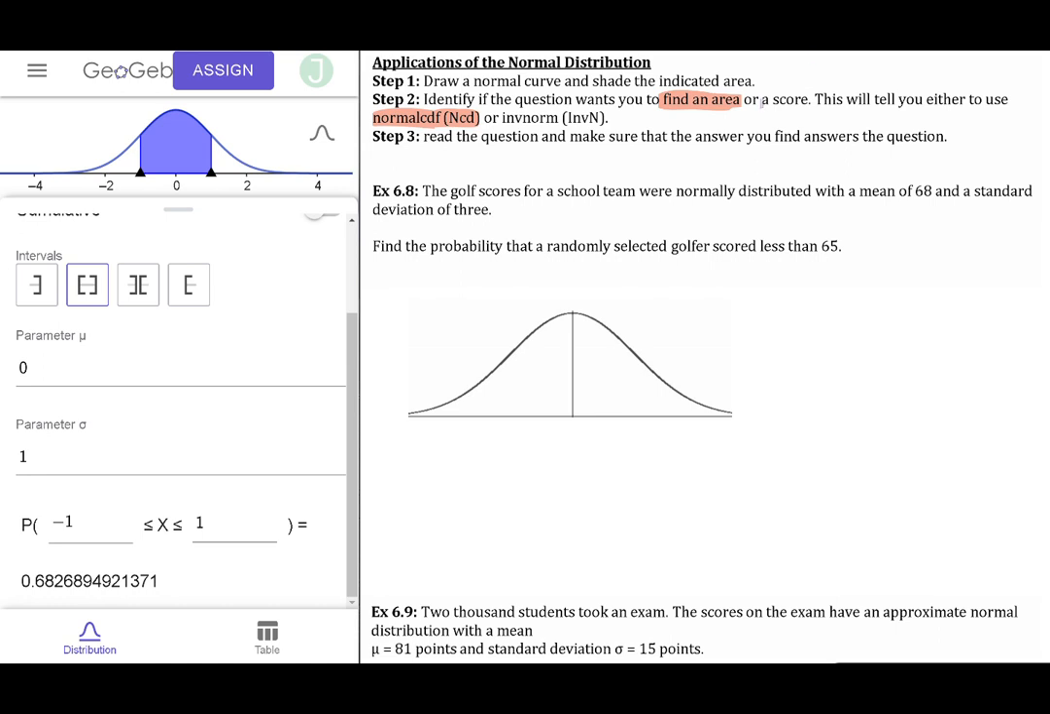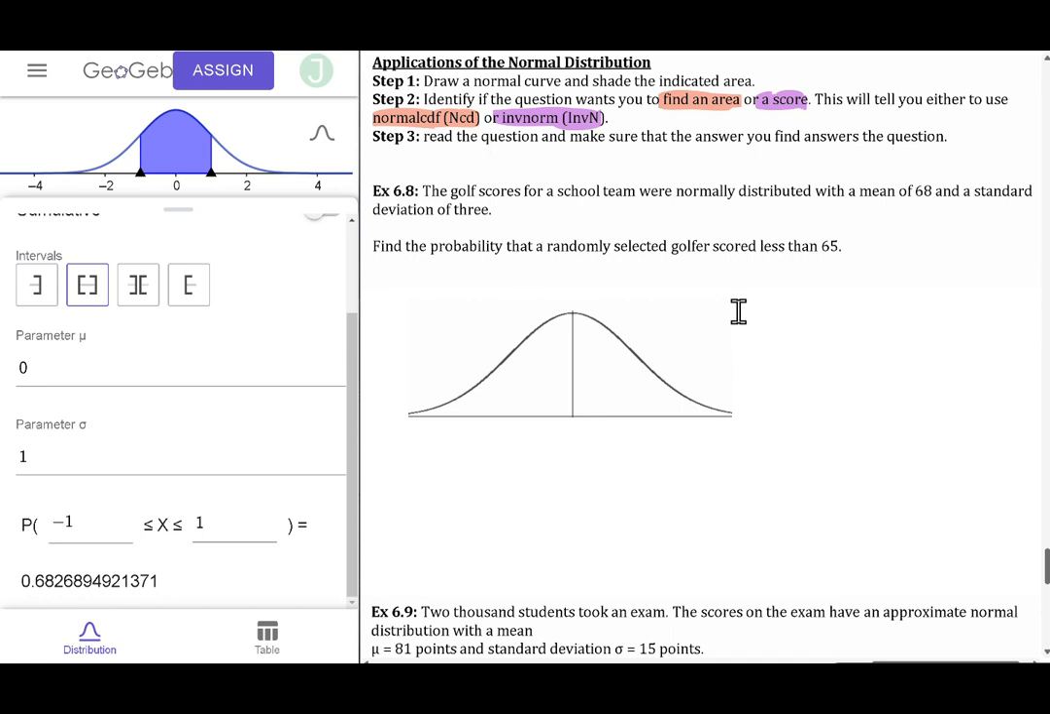If the question wants us to find a score and gives us an area or a probability, then we're going to use the inverse function of this normal distribution. I'll explain what those mean in a little bit. We don't use these necessarily by terms in GeoGebra, but we're going to use the ideas of both of these as to where we're going to enter our values. And the third step is to then read the question to make sure that we have answered the question completely, answered whatever it's actually asking for. So let's get started with this first example.